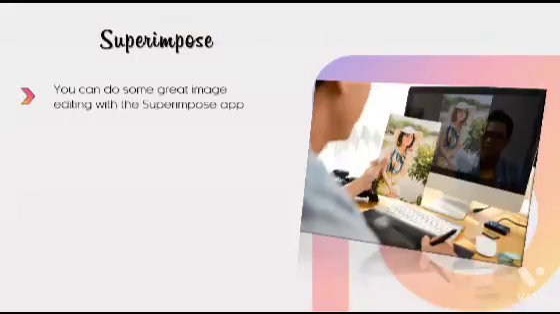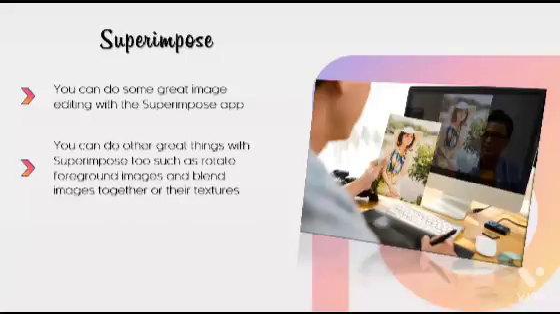Superimpose. You can do some great image editing with the Superimpose app. For example, you can take a foreground image and remove it from the background and then place this foreground image in another image entirely. You can do other great things with Superimpose, too, such as rotate foreground images and blend images together or their textures. There are a lot of really good masking features with this app. Superimpose is available for both iOS and Android devices for just 99 cents.